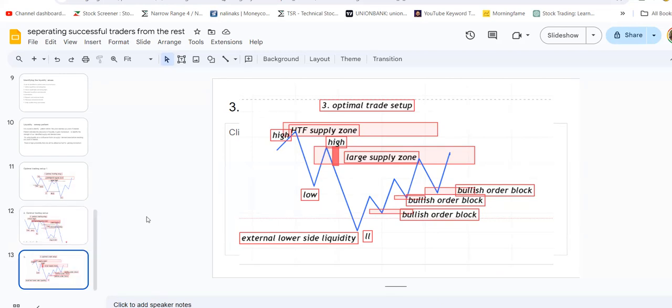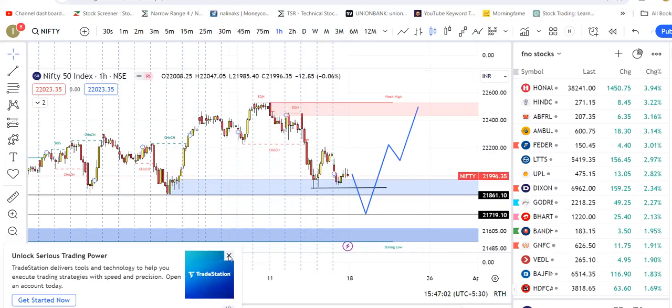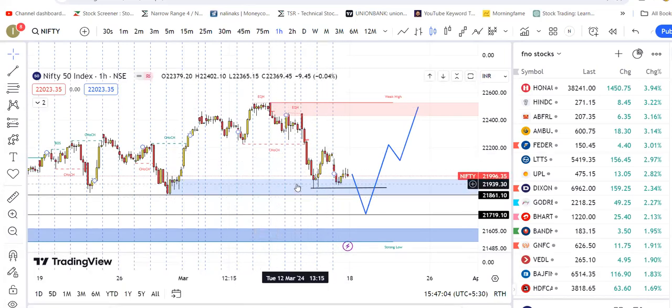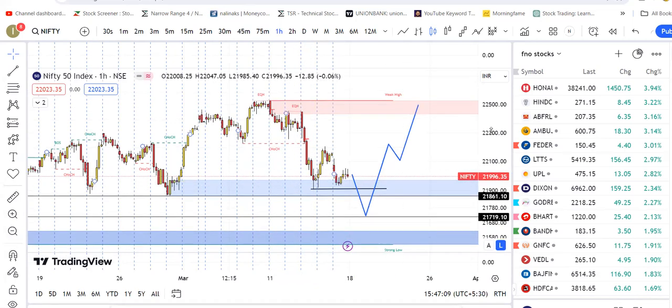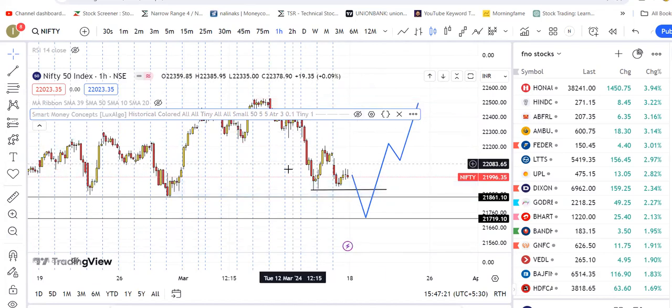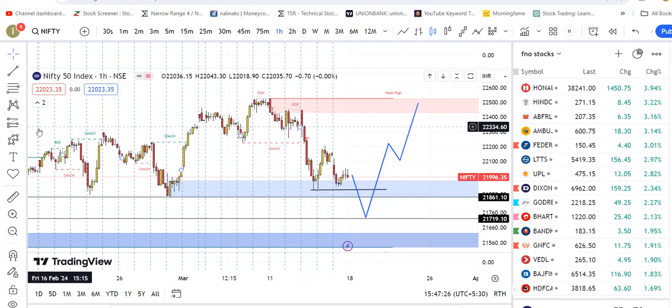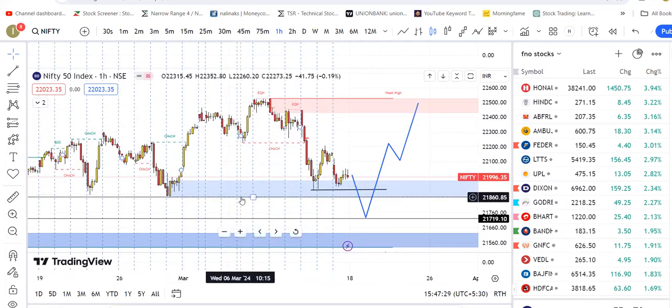So let me go to the chart. Let me explain whether one setup is available in the market. I'm going to the Nifty chart on the hourly time frame. I've enabled the indicator Smart Money Concept. It is available in TradingView. You can enable it so that it can help you. Sorry, one minute. I'll enable it. I don't need it because I'm able to locate that.